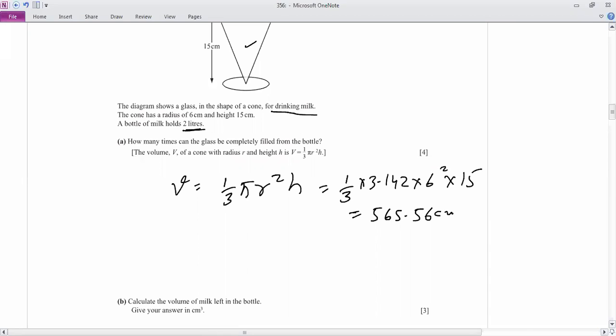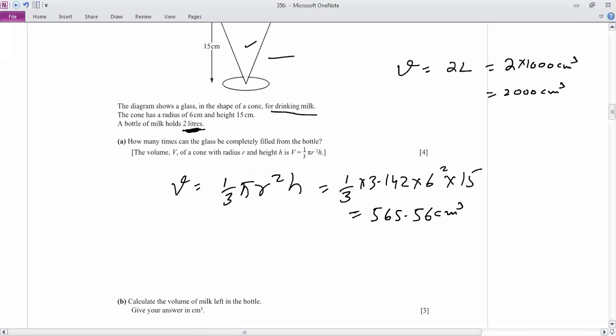565.56 centimeter cubed. This one is in liters. If I have to convert, the available volume is 2 liters. In 1 liter, how many centimeter cubed are there? 1000 centimeter cubed. So the available milk is 2000 centimeter cubed. The volume of this cone is this one.